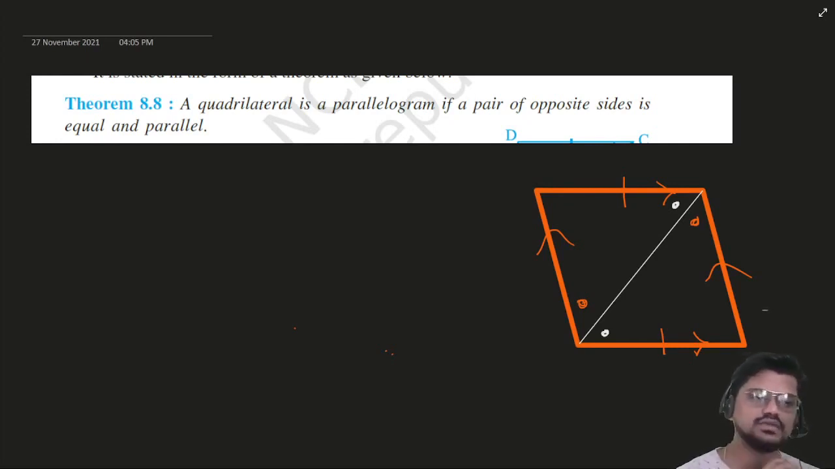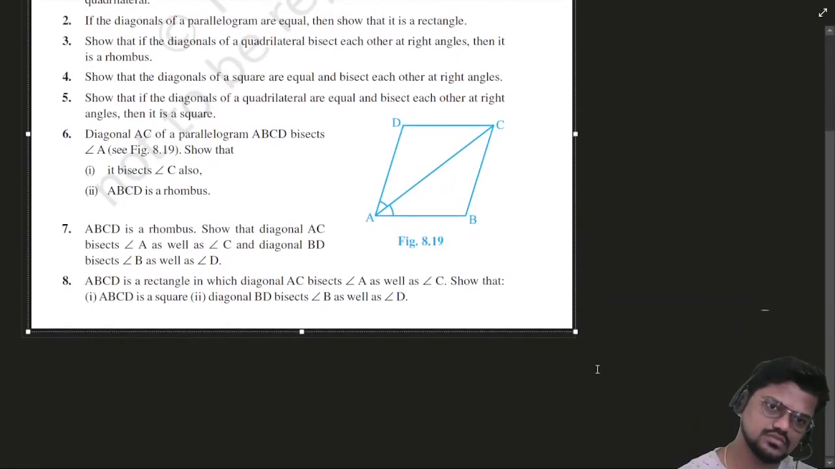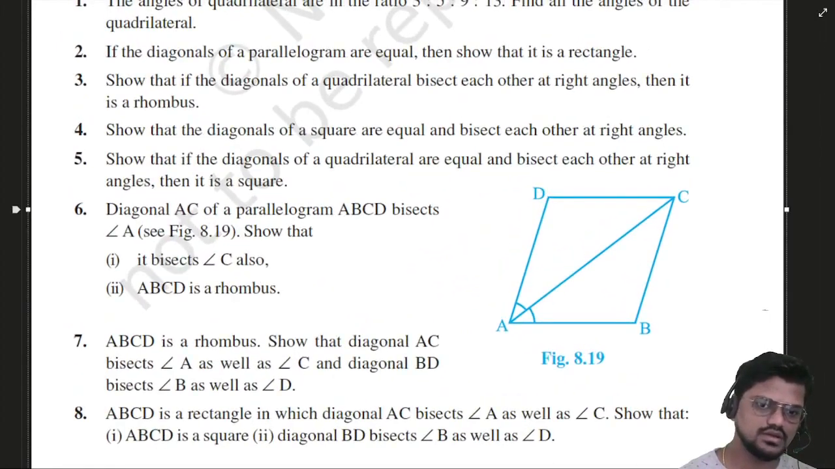So over here we are done with all the theorems in this chapter, that is quadrilaterals. Now we are going to start with your exercise. Theorems 9 and 8 are remaining. Which two theorems are still remaining?